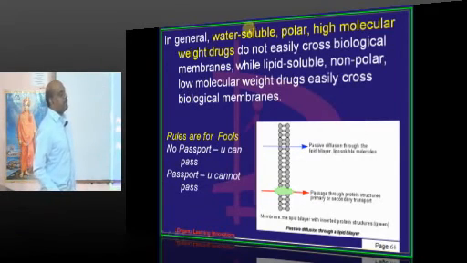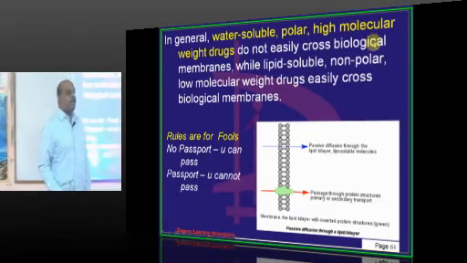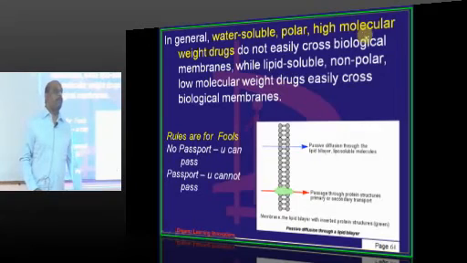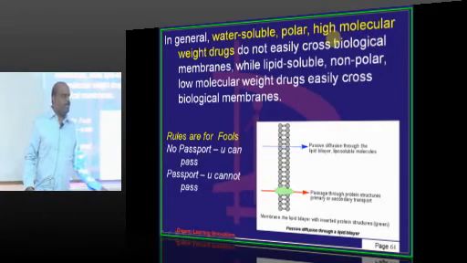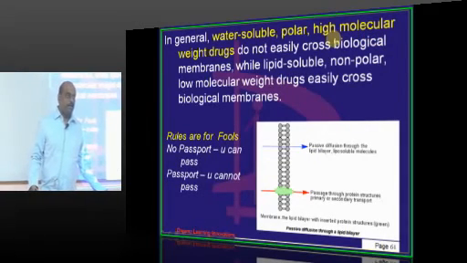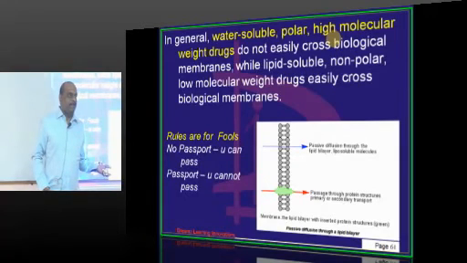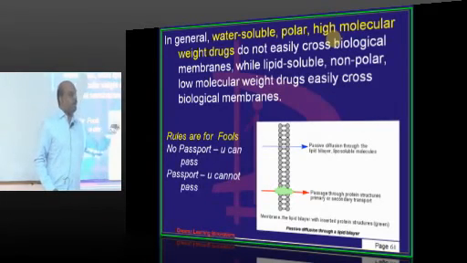How will you remember? Water soluble drugs cannot easily cross the plasma membrane. If a drug is water soluble, the cell membrane is a lipid bilayer. How can water cross ghee, lipid? It can't. So it should be lipid soluble, not water soluble.